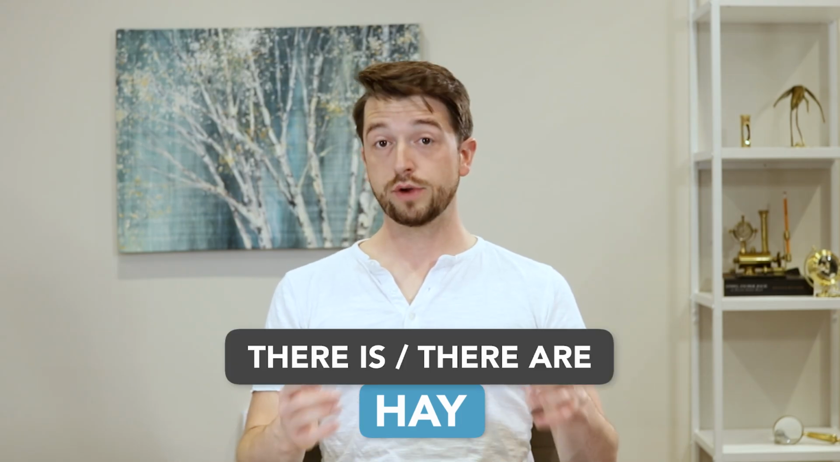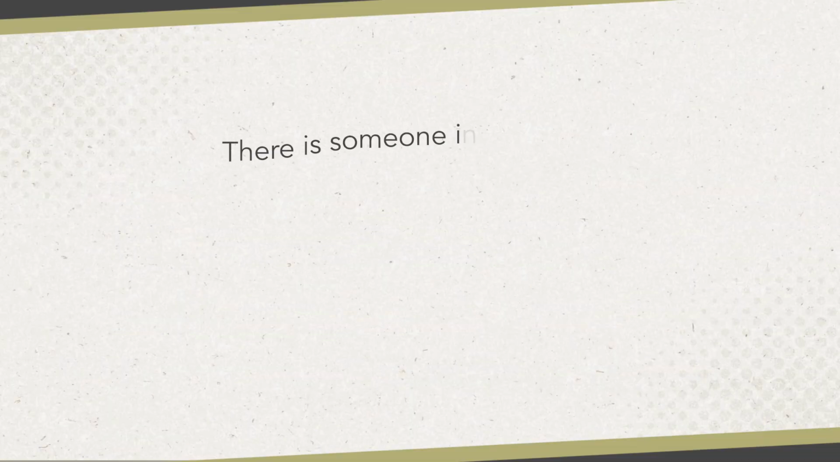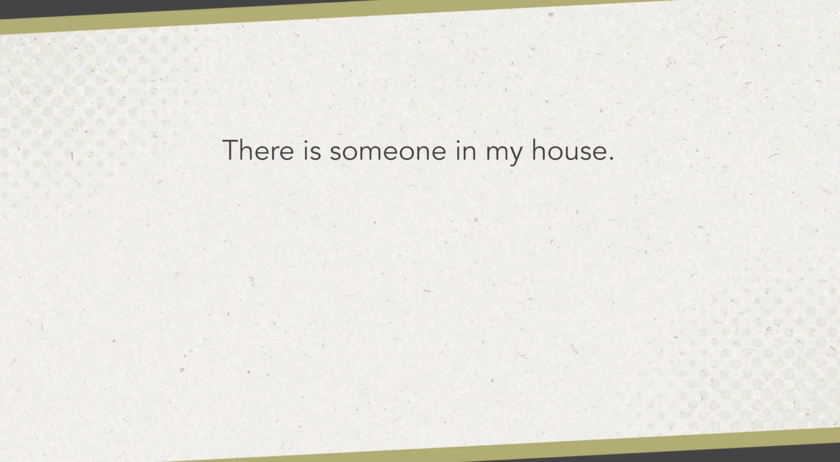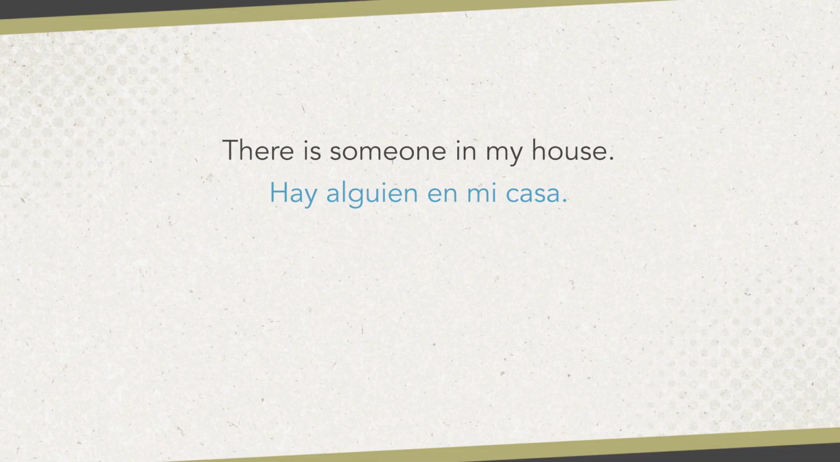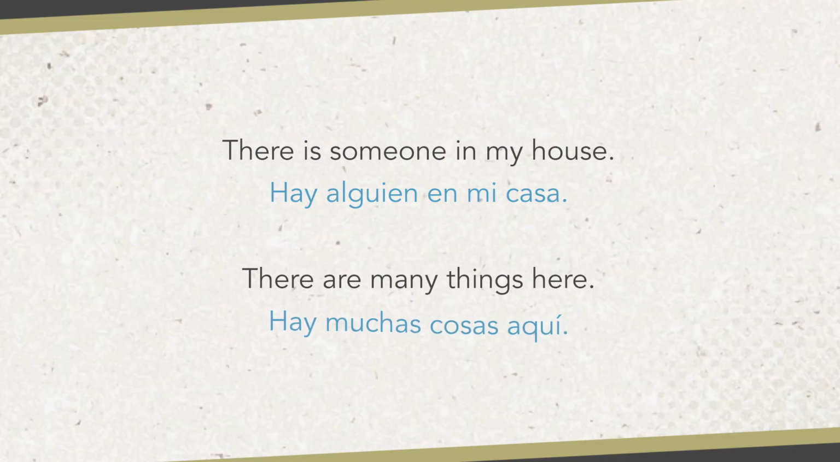This is the word hay. Hay doesn't refer to any person in particular, and it also isn't used along with other verbs to put something in the past. Instead, it means something totally different. The word hay means there is or there are. Here are a couple of examples. There is someone in my house. Hay alguien en mi casa. There are many things here. Hay muchas cosas aquí.